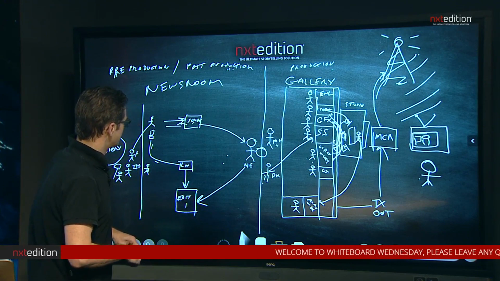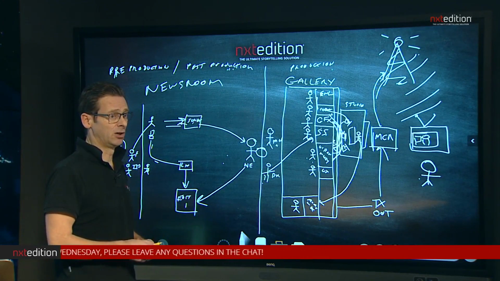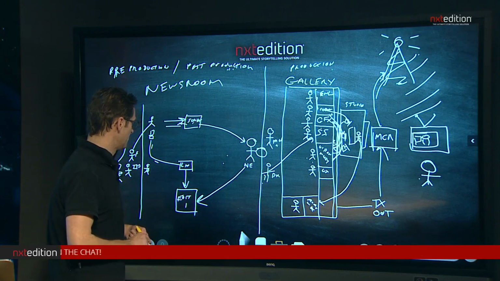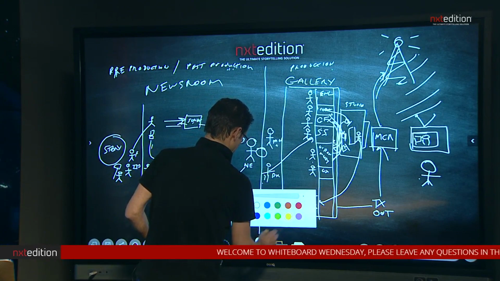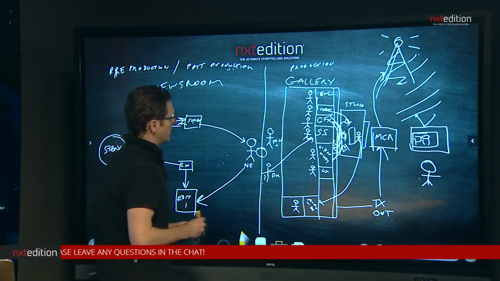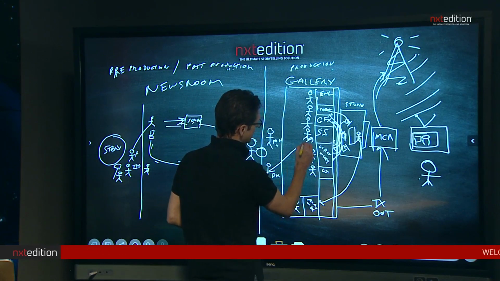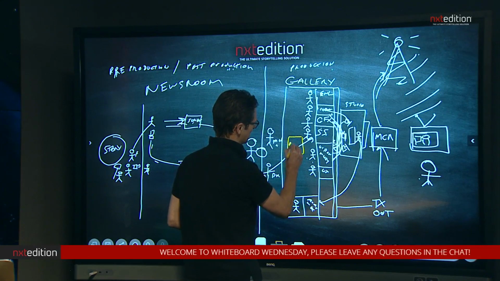Now, one of those changes, I'm going to start with the gallery. One of the changes was automation. So automation came along, and the first iterations of automation were a bit of a shock to everybody, but I'm going to use yellow to try and demonstrate what happens with automation. The automation would actually sit, I would guess, about here. It would never be in the middle of the gallery, but I'm just going to say auto here, okay?